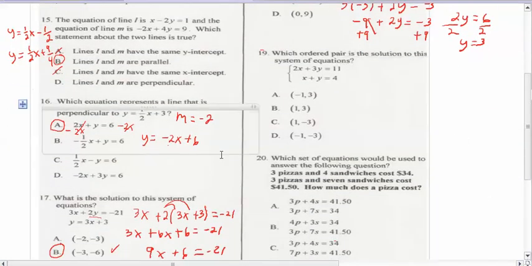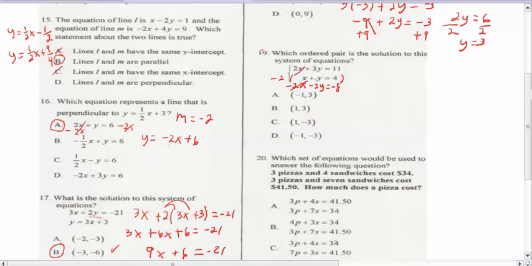Okay, number 19. Again, we're going to solve. So the best way to solve this, I'm going to go ahead and do elimination. I'm going to eliminate the x. I'm going to multiply everything I see here by a -2. So now I have -2x, -2y, -8. Okay, the x is eliminated. 3 minus 2 is 1y. 11 minus 8 is 3. Okay, so my y is 3.